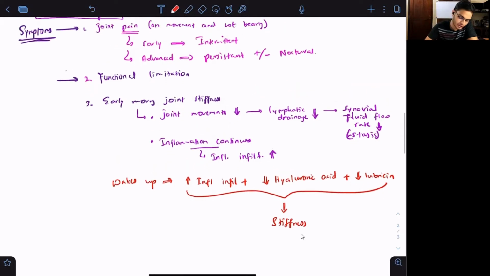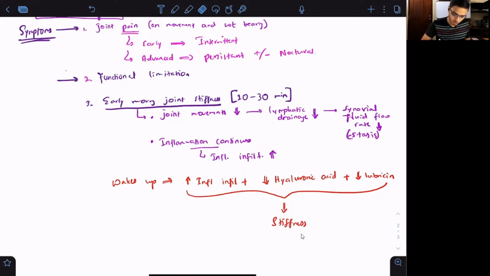However, this is what I want you all to highlight here. The early morning joint stiffness in osteoarthritis lasts a maximum of 20 to 30 minutes, not more than 30 minutes. When we tell the patient to do some movements, the patient wakes up, his joints feel stiff. We tell the patient, okay, do some minor, slow movements of the joint.